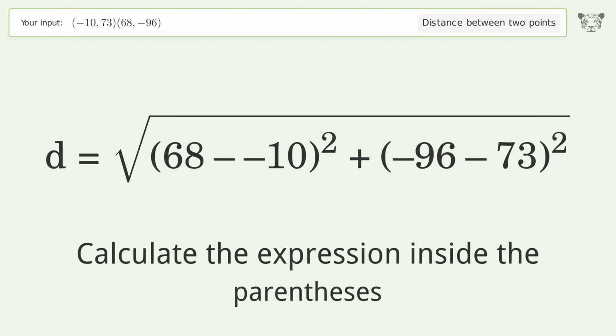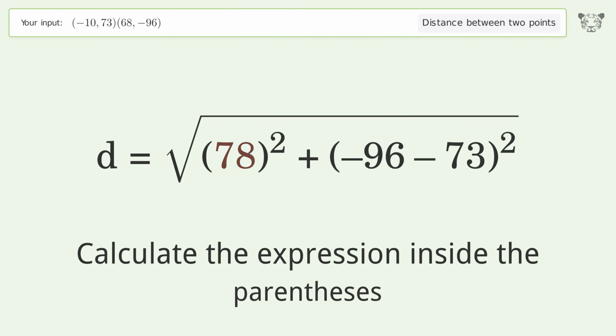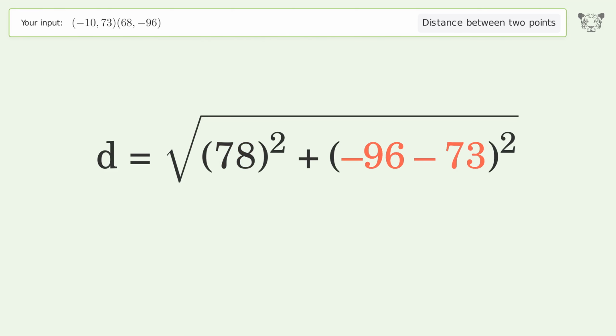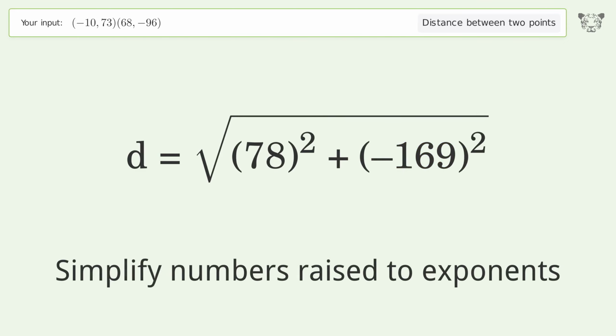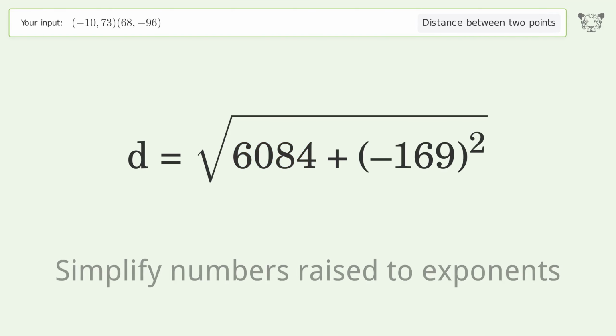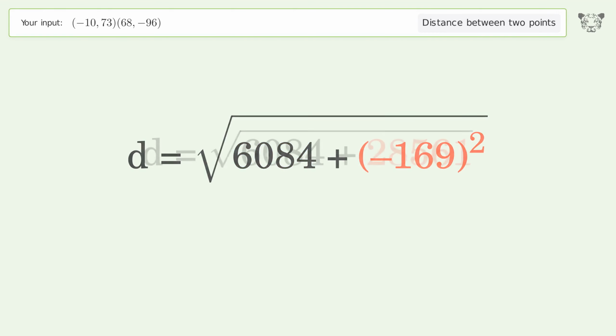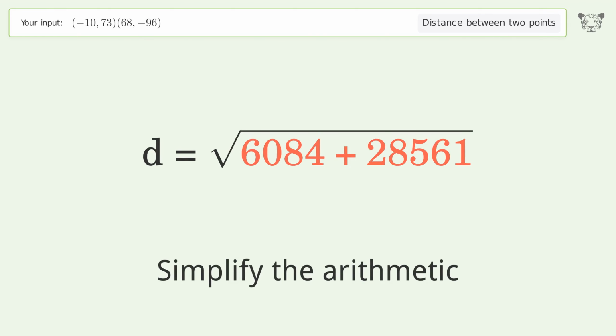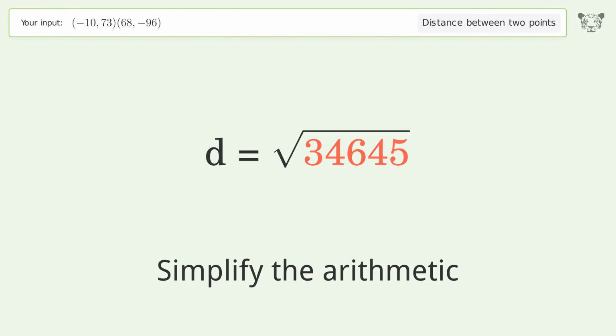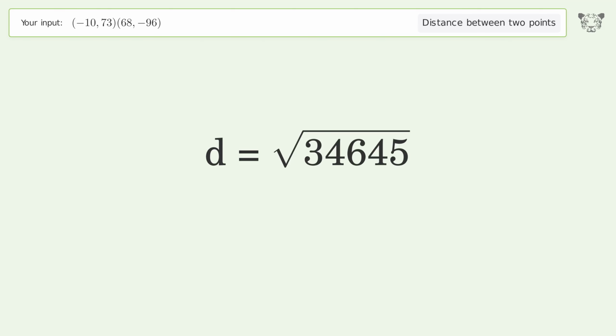Calculate the expression inside the parentheses. Simplify numbers raised to exponents. Simplify the arithmetic. And so the distance between the 2 points is the square root of 34,645 or 186.132.